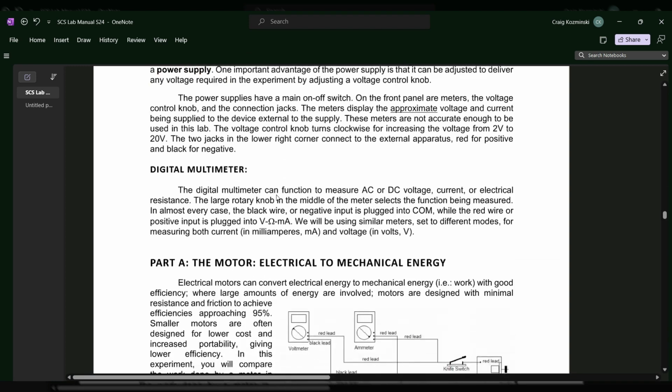We'll also be using two digital multimeters, and one of the multimeters will be set to give us the current in units of milliamperes, and the other multimeter will be set to detect the actual voltage coming from the power supply. And so even though we will be adjusting the voltage on the power supply, we'll actually be relying on our digital multimeter to give us the most accurate and most precise readings of our actual voltage.